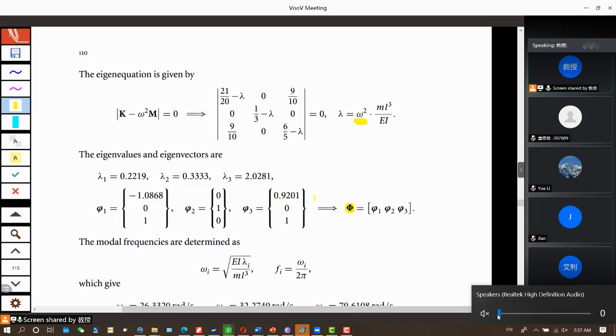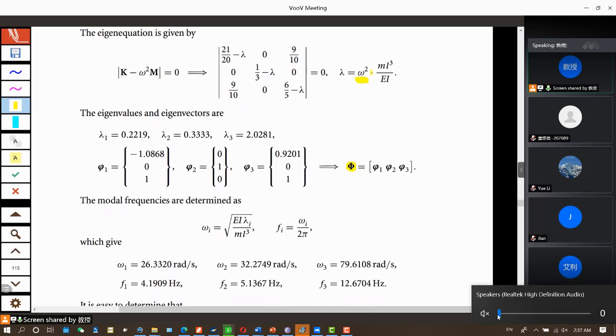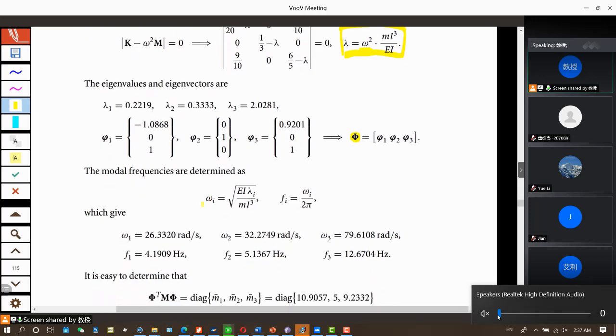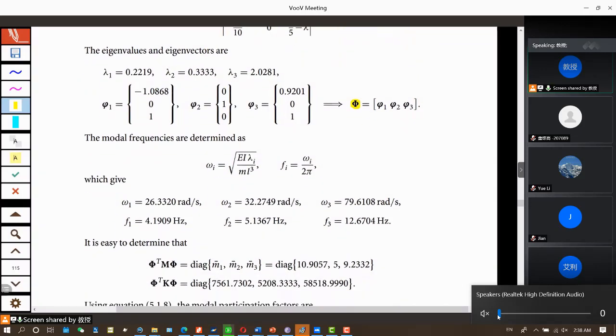Okay, now using the modal matrix, we can diagonalize the mass matrix and stiffness matrix. And these are the modal participation factors. Okay, so we can evaluate this easily. Now here, it's quite tedious to do this by hand. If you can use MathCAD, Maple, or even MATLAB to do this, it's much easier. It will save you some time.